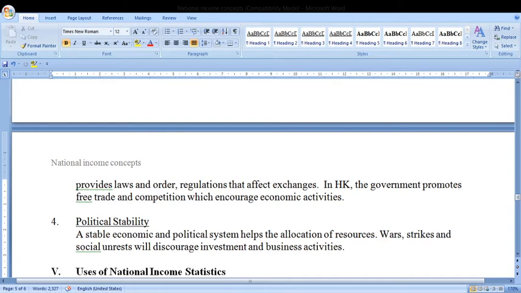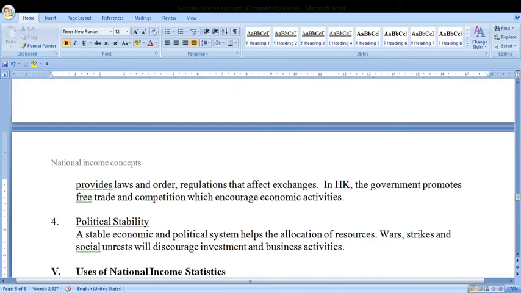Okay, a stable economic and political system helps the allocation of resources, isn't it? If the government changes continuously and frequently, there is a big issue in the political party. They are not understanding, there is no adjustable situation in the environment. It will majorly affect the national income. So these are all the four major points which affect the national income.